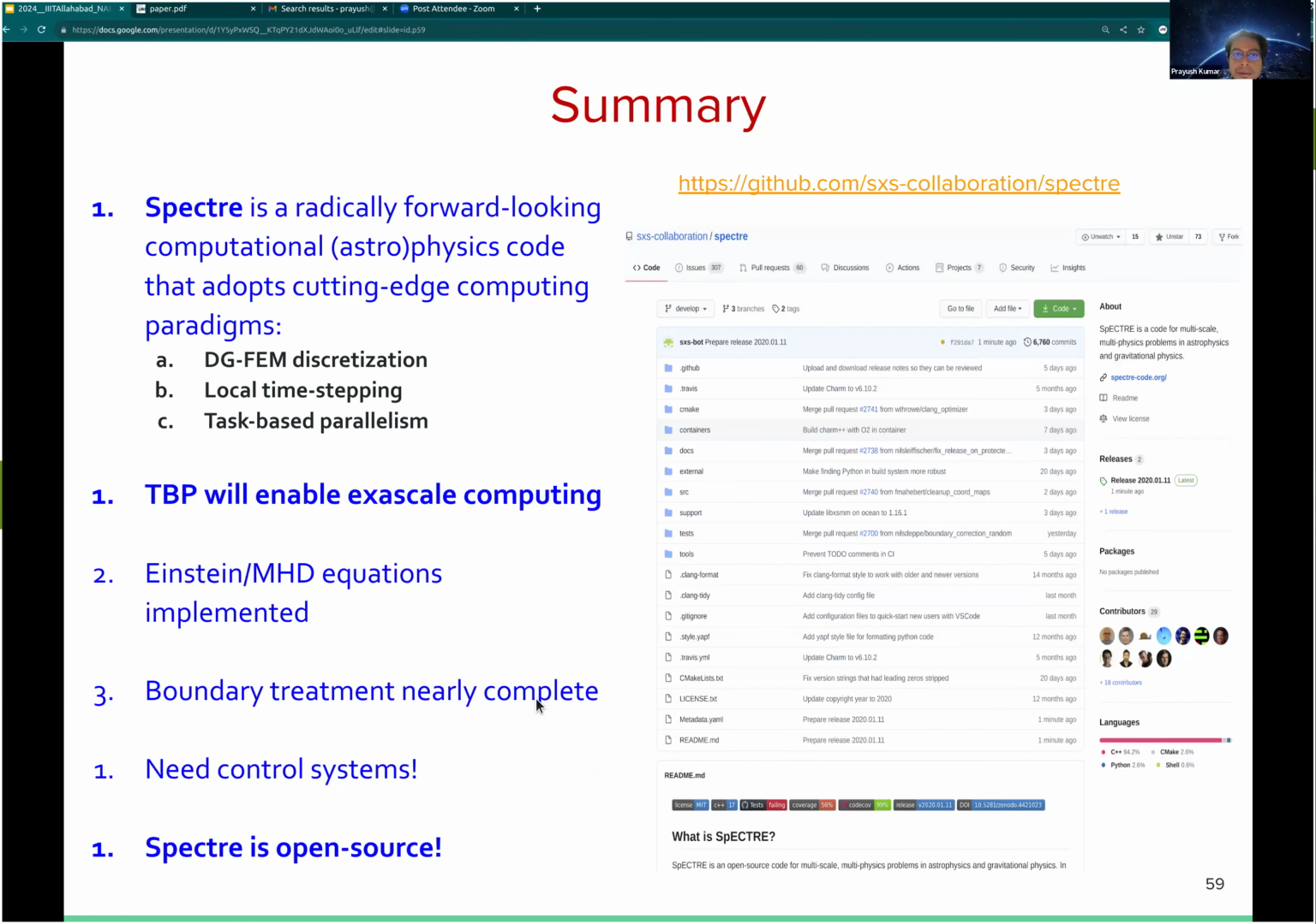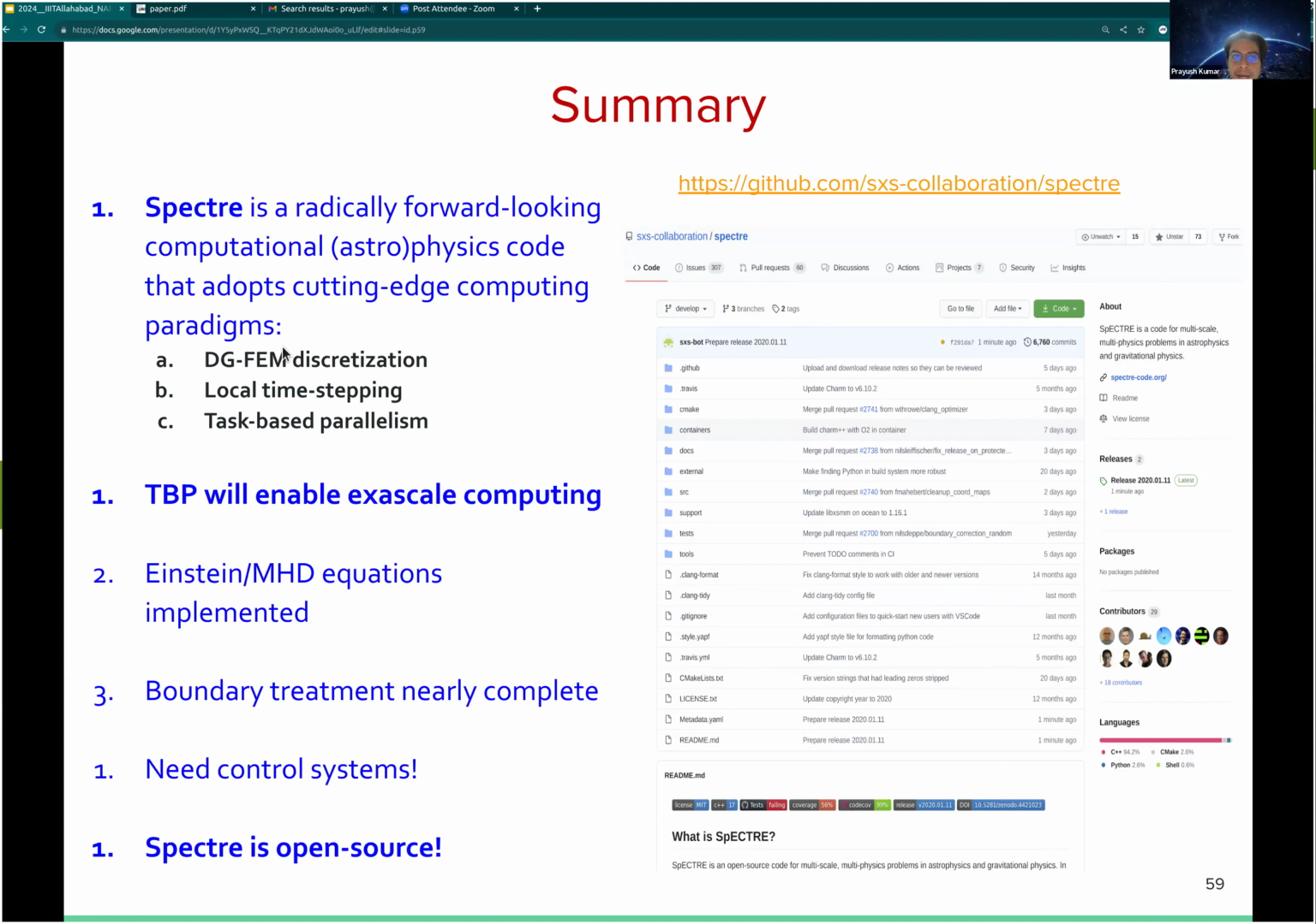Okay. So in summary, currently we are developing a code called Spectre, which is a radically forward-looking computational astrophysics code. While it is currently being designed specifically for numerical relativity, it can be quite easily used to solve fluid dynamics and other problems. And it has been open source for a long time. It's available on GitHub. You can just go to github.com/sxs-collaboration/spectre. This is a snapshot of its webpage.